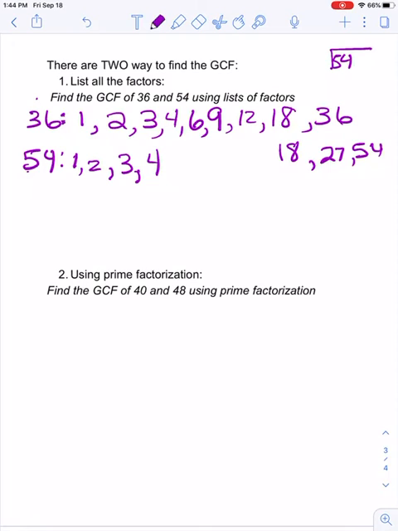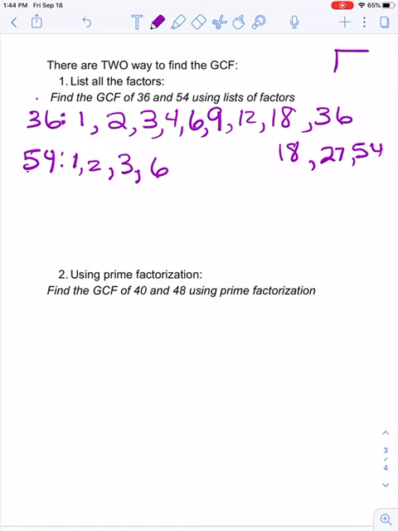Is 4 a factor of 54? 54 divided by 4. 4 goes into 5 once with 14 left over. 4 does not go into 14 evenly. So, therefore, 4 is not one. How about 5? 5 is not one because 54 does not end in a 5 or 0.